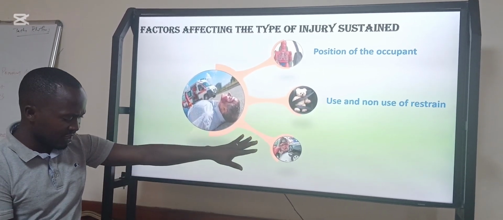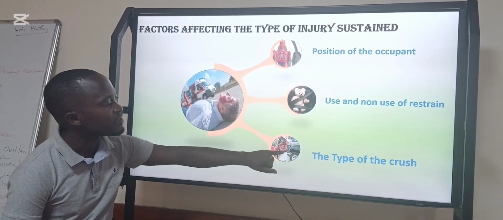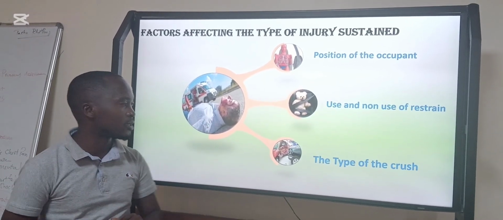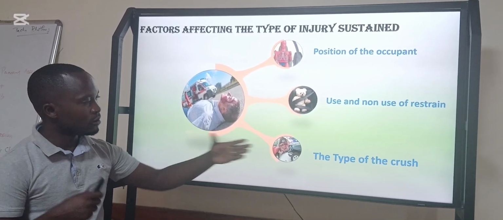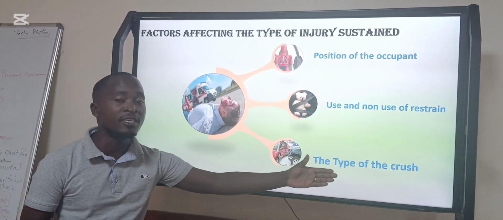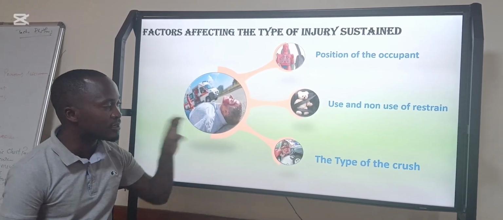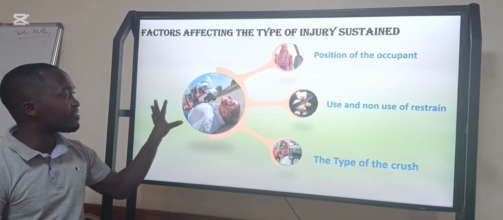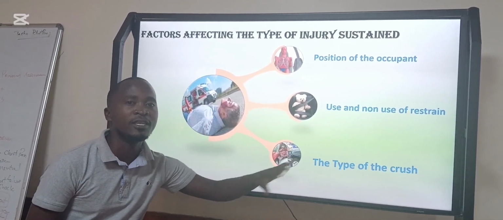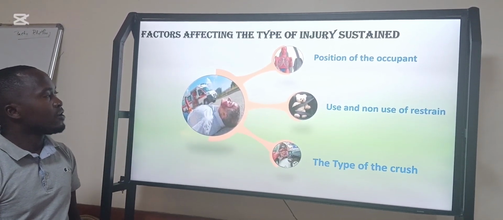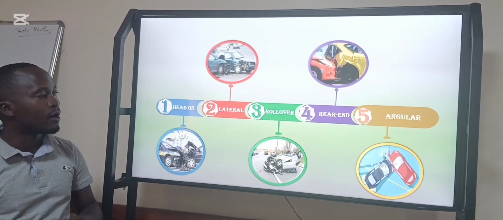Again, the number 3 factor you have to factor in is the type of crash. Very important. Whether rear end or frontal impact, the type of crash will determine the injury sustained, the pattern of how this person is going to sustain the injury. But this will form our discussion as we discuss each type of crash and the predictable injuries in each. Okay, so without wasting much time, let's look at the types of crashes.